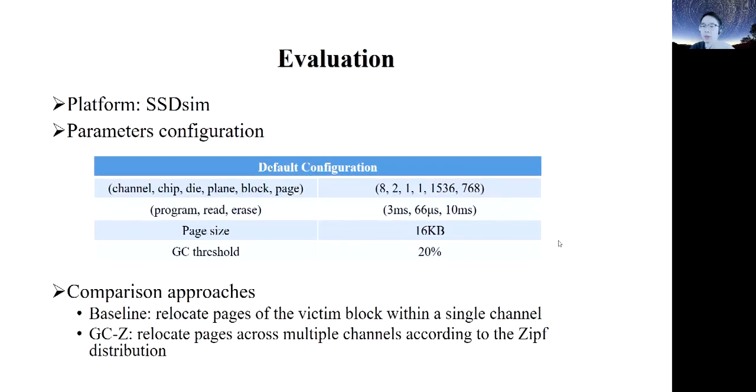Our experiments are done on a simulator, and for parameter configuration, we borrowed some typical 3D flash configurations. We set each block to contain 768 pages, and the page size is 16 kilobytes. Unless otherwise specified, the number of channels will be 8 and the GC threshold is 20%. We compare Parallelism with the baseline and GCD. The baseline relocates pages of the victim block within a single channel, and the GCD relocates pages across multiple channels according to a static distribution.